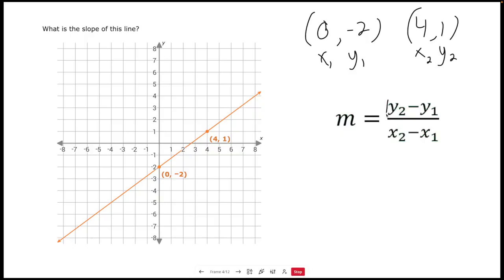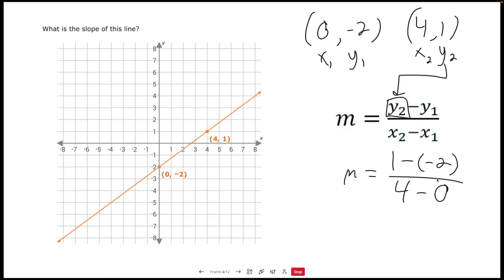And now what you do is you take them. So for example, in this formula, the first thing they have is y2. So for y2, I'm going to put a 1. So now it's going to say m equals 1 minus y1, which was -2. So I'm going to put -2. Notice that there's a minus sign already there, and then I need to put in a -2. And then on the bottom, x2, which is 4, minus x1, which is 0. And now, 1 minus -2, I don't know how you learn that, but the way I always teach it, that just becomes plus. So 1 plus 2 is 3. And then 4 minus 0 is 4. And here's our final answer. Slope is 3/4.